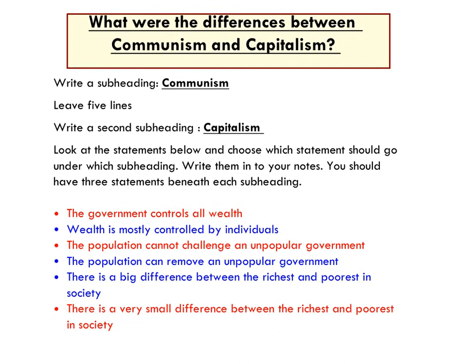Okay, let's look at the answers then. So for communism, the correct statements have been highlighted in red. So in a communist country, the government controls all wealth, the population cannot challenge an unpopular government, and there's a very small difference between the richest and poorest in society. The capitalist statements are in blue. So in a capitalist country, wealth is controlled by individuals, the population can remove an unpopular government, and there is a big difference between the richest and poorest in society. So if you got any of those incorrect, can you correct your answers now?